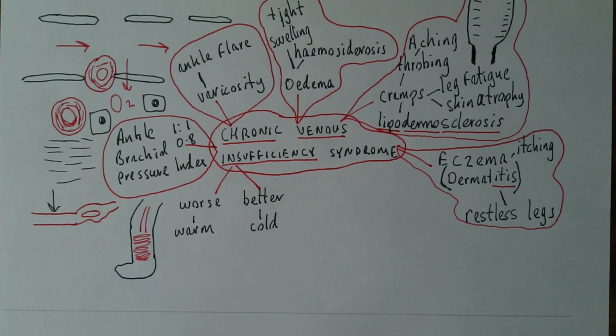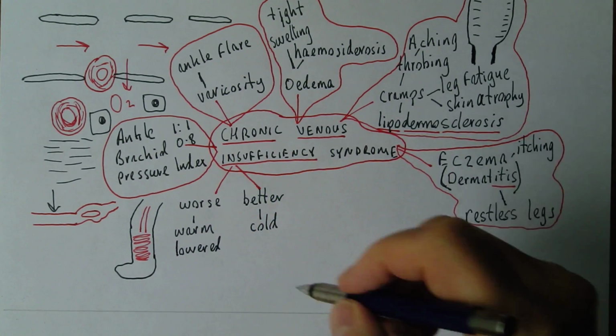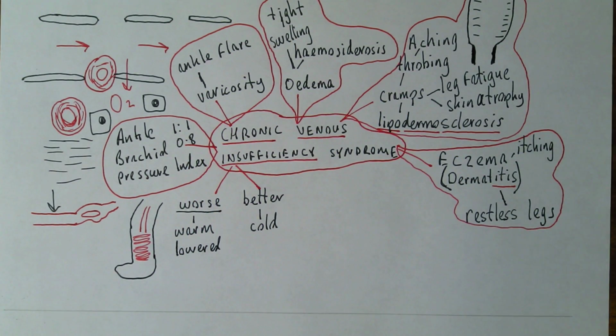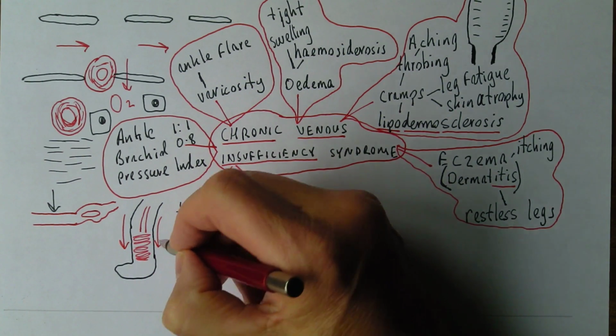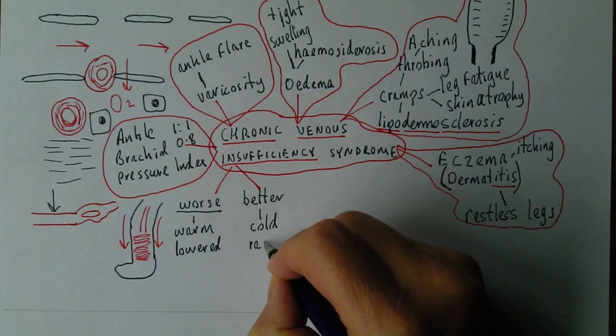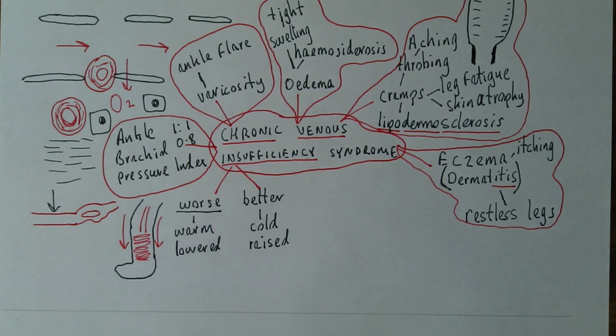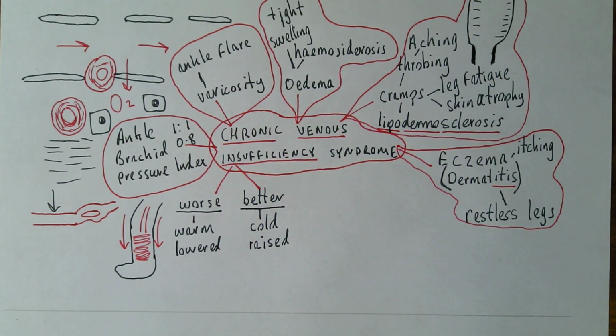Now, these people also get more pain. It's worse when the leg is lowered in the down position. Because again, if the leg is down, then gravity will allow more blood to flow down into the leg, increasing the level of congestion, increasing the clinical features. And conversely, when the leg is raised up, blood is able to drain out because it's gravity assisted. And that makes it feel a bit better for them, which is good.